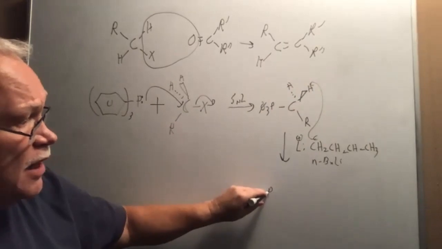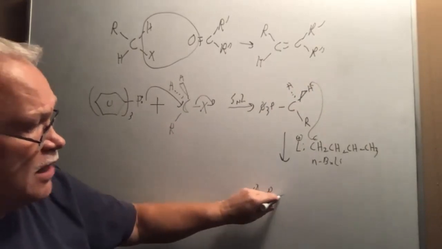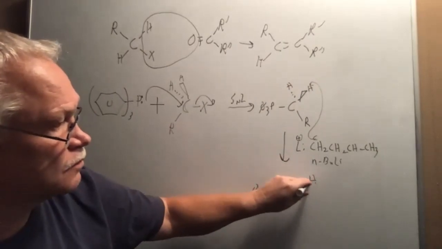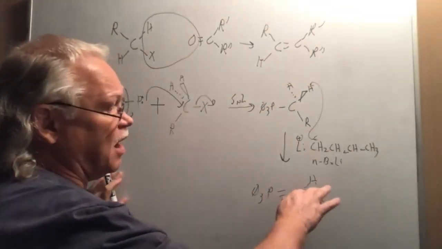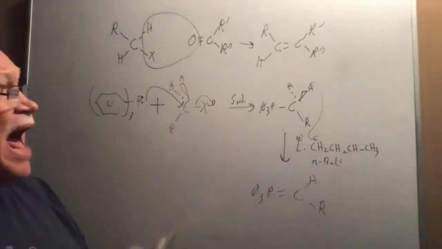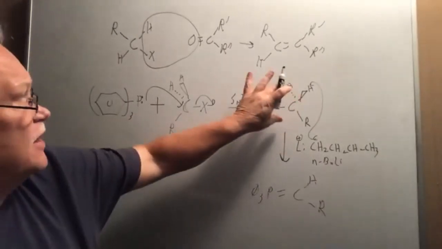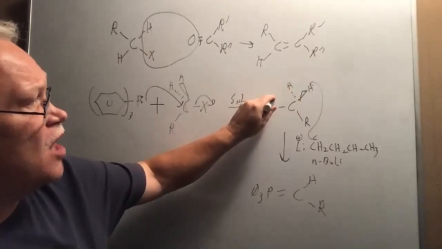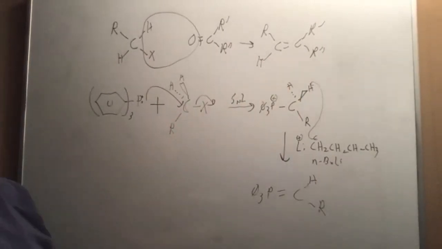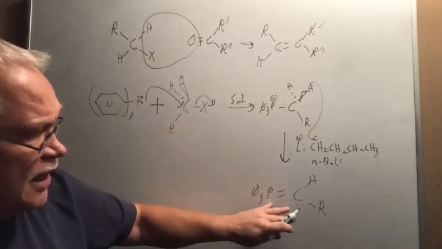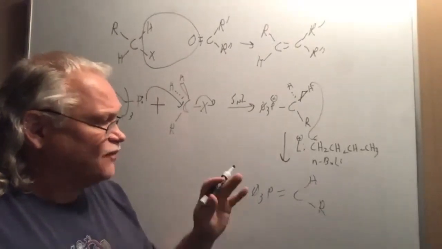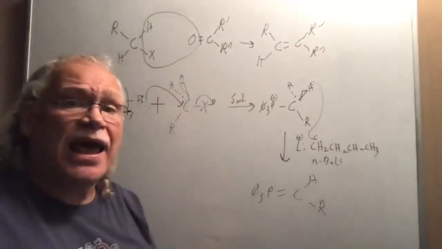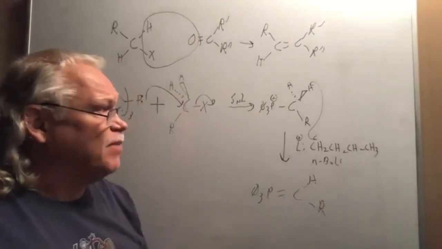forming this compound here. Now, bear with me as I write this. The reason this reaction works is because phosphorus likes to have 5 things around it. If I look at this right here, notice this phosphorus is positively charged. Remember, phosphorus is in the same group as nitrogen. If you look at this, this phosphorus has 5 total bonds around it, but that's okay. Phosphorus can have 5 bonds around it.